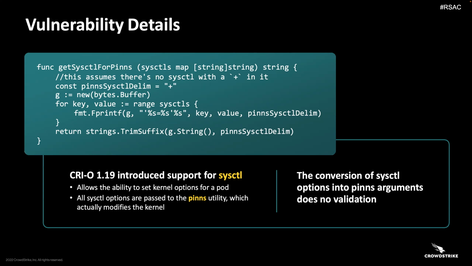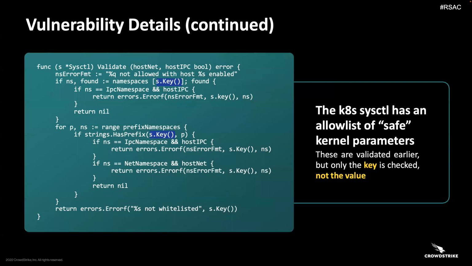You can use pins because it's a lot easier to set those system controls, right? And it's actually the process that modifies the kernel. What is interesting is that the conversion of syscontrol options into the pins arguments has no validation. And that is obviously, as you will see, a pretty serious situation that doesn't end well as we go through this demo and hack. Okay, let's go into a little bit more detail.